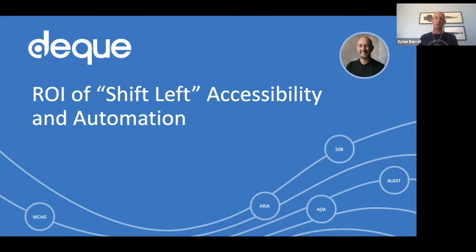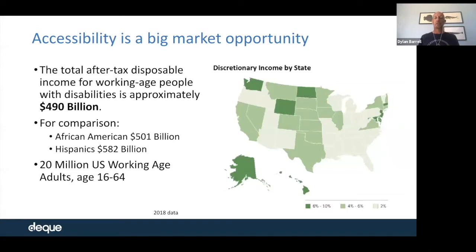Then we'll look at where the costs are and how you can drive those costs out and the return on investment model there. And then I'm going to talk about the tools that can help you to really realize that return on investment in the context also of a case study with another financial services organization. So accessibility is a big market opportunity.